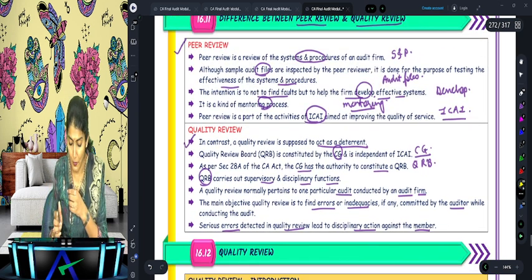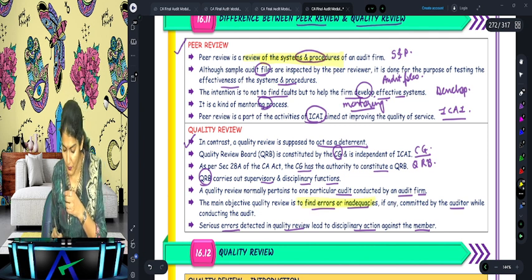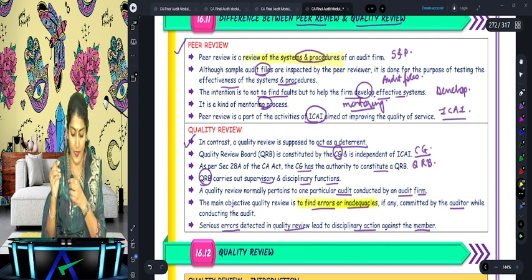So here, what is your main objective? To review the systems and procedures. Here, what is your main objective? To find out the errors or the inadequacies.